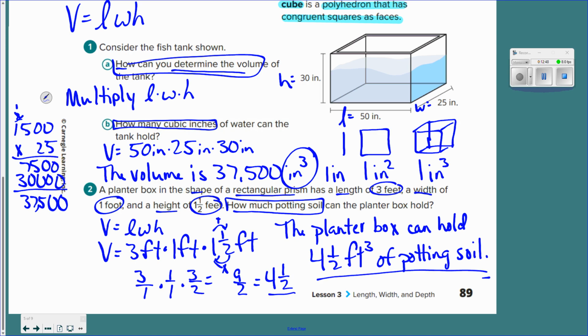Everybody understand how this all works? Does that make sense so far? Okay? Yes.